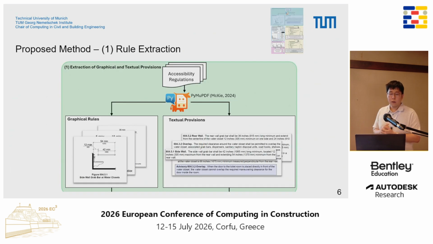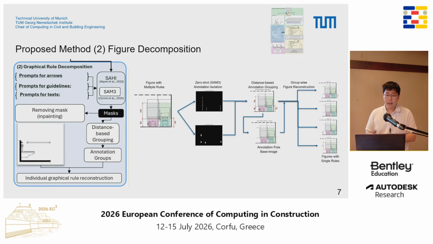So this is our overall proposed method. It starts from rule extraction. We need to extract figures and the textual provisions from the PDF version of the regulatory documents. Then for the figures, we applied the Segment Anything Model, an open-vocabulary foundation model for segmenting objects inside the image. We applied several text prompts to identify arrows, guidelines and texts, and we merged them into a single mask. After that, we removed every mask to make a general clean base image.